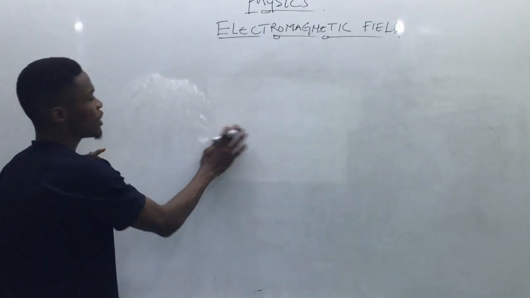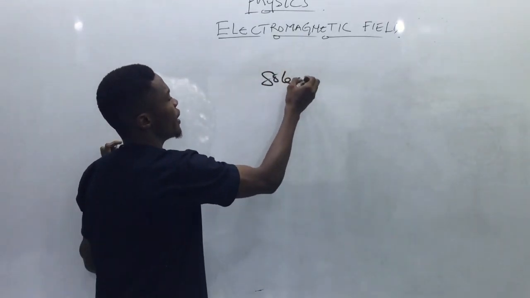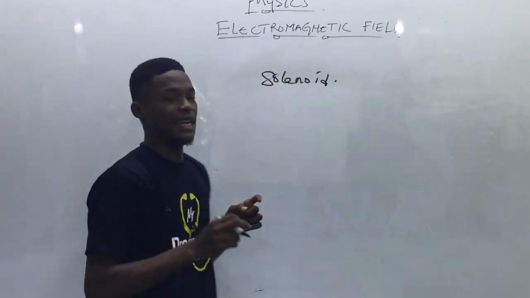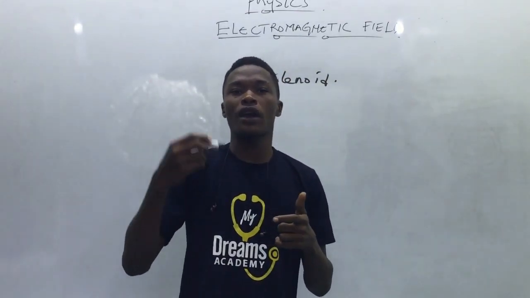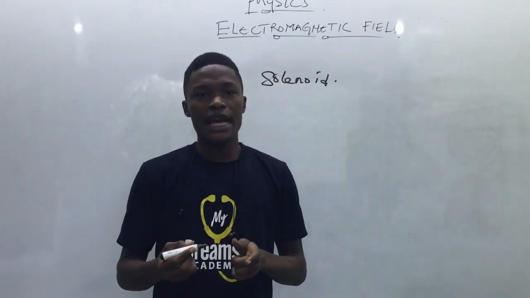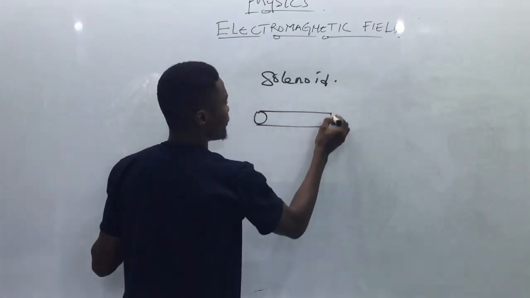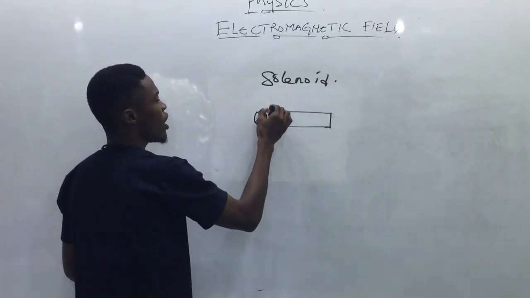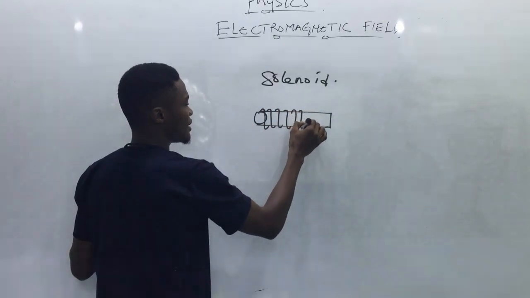Now, to repeat some of those experiments, we're going to use what we call a solenoid. If you don't know what a solenoid is, it is actually a hollow cylinder on which a coil of wire is wound. Okay, now what does that mean? I get a hollow cylinder, look at the hollow cylinder, and then I make coils of wire on it.